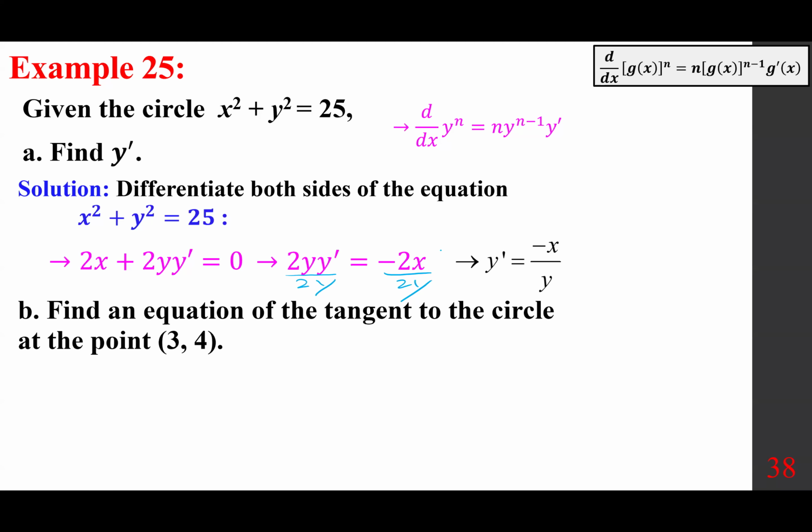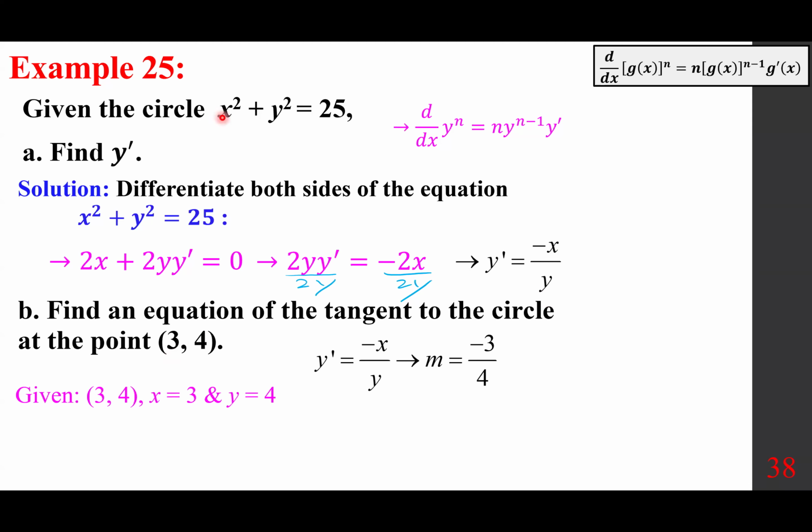Second part, find an equation of a tangent line at the point 3, 4. And so to come up with the equation of a tangent line, you need two things. You need a point, which is given, and you need the slope. To find the slope, since we have the derivative, in this case, we have to plug in x as well as y. Here's the pair, x is 3, y is 4, plug in, and we get negative 3/4.